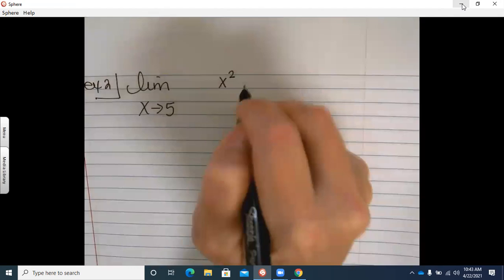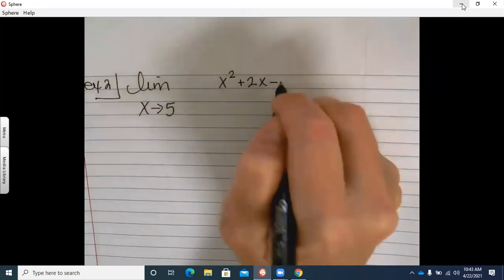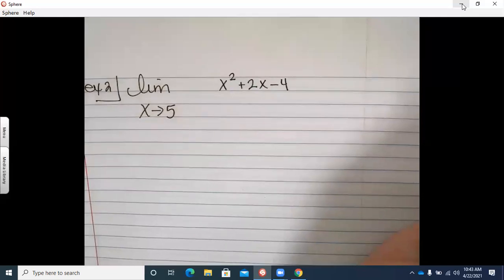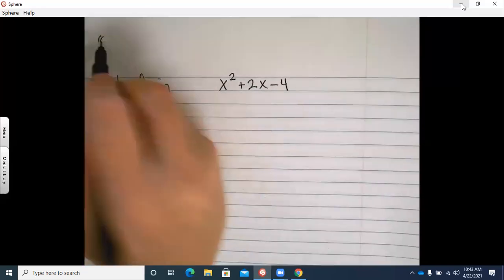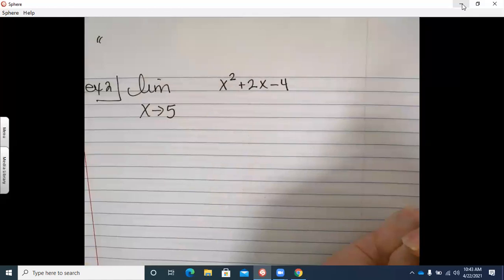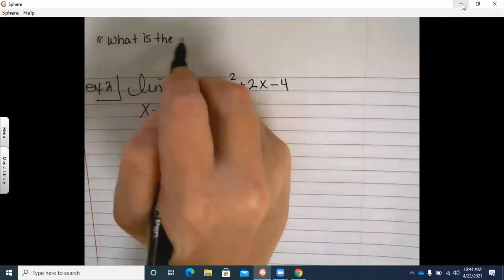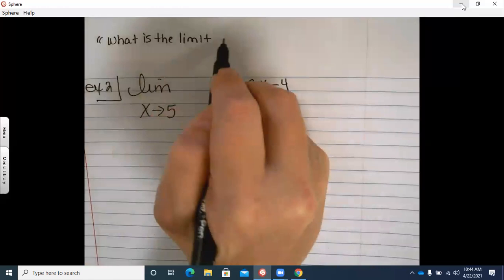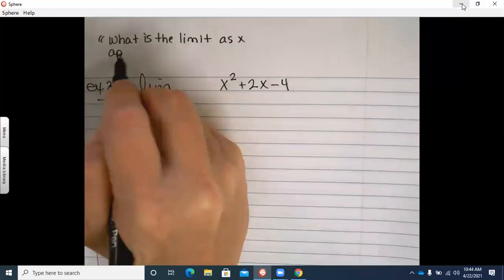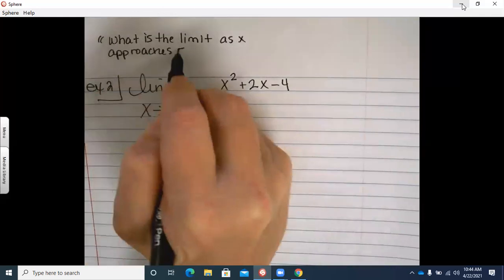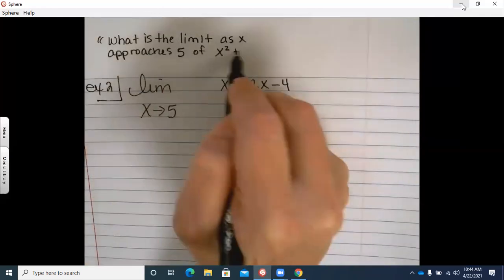All right, so example 2. What is the limit as x approaches 5 of x squared plus 2x minus 4? And sometimes I like to write how you say things, like when you're describing it back to me. So we would say, what is the limit as x approaches 5 of x squared plus 2x minus 4.